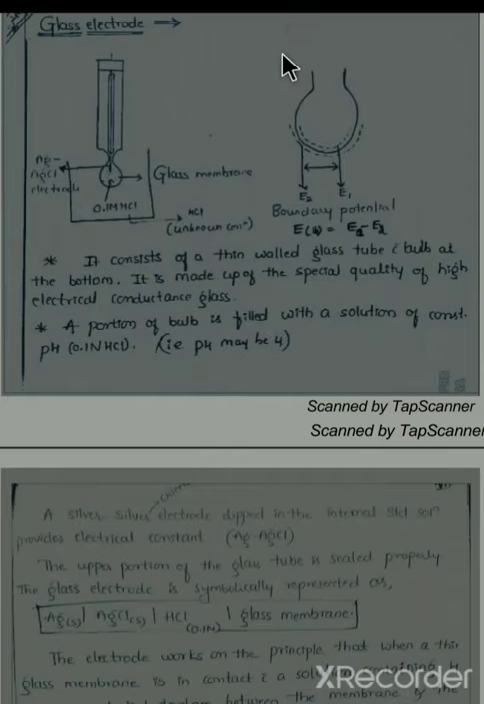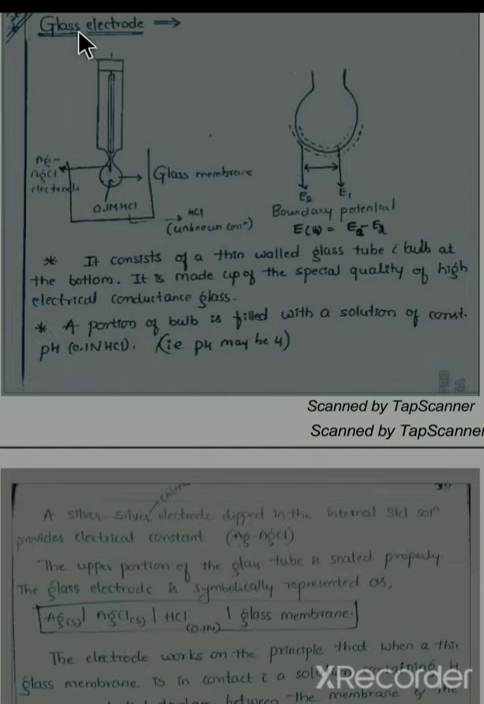In this video, we are going to study about the glass electrode. Okay, so the construction, working, and the Nernst equation for the glass electrode we are going to study in this video. As I told in the earlier video, the glass electrode is an example for an ion selective electrode, and these ion selective electrodes are used for the detection of cations and anions. Even it is used for the determination of pH of the solution.